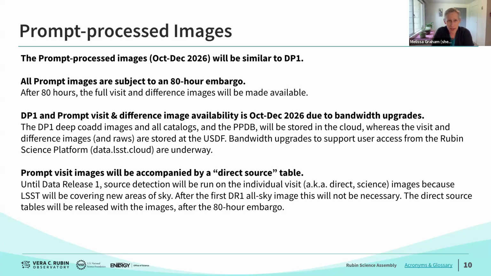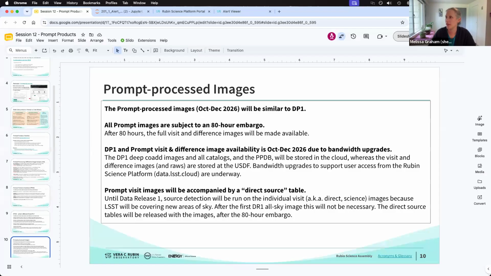So after 80 hours, the full visit and difference images will be made available via the Rubin Science Platform. Again, another DP1, DP2 typo. So the third boldface line should say DP2, and prompt visit and difference image availability is later in the year, October to December, due to some bandwidth upgrades that are currently going on. So the DP2 deep coadds, this bothers me.